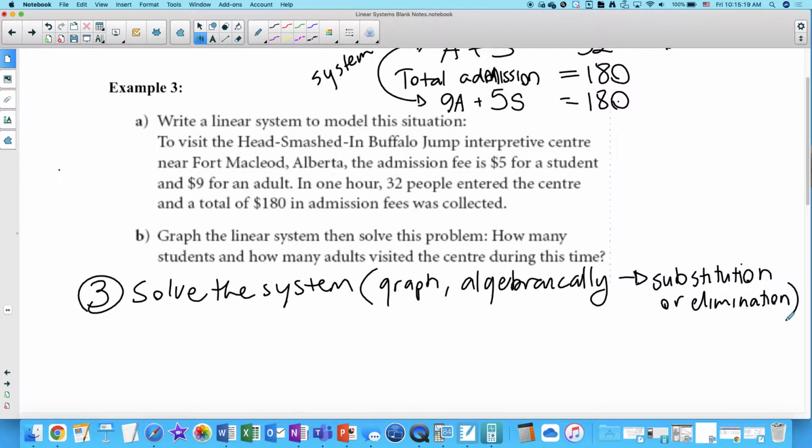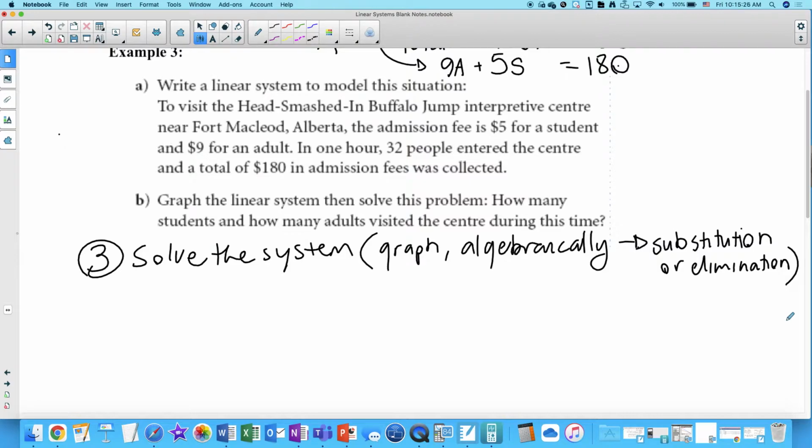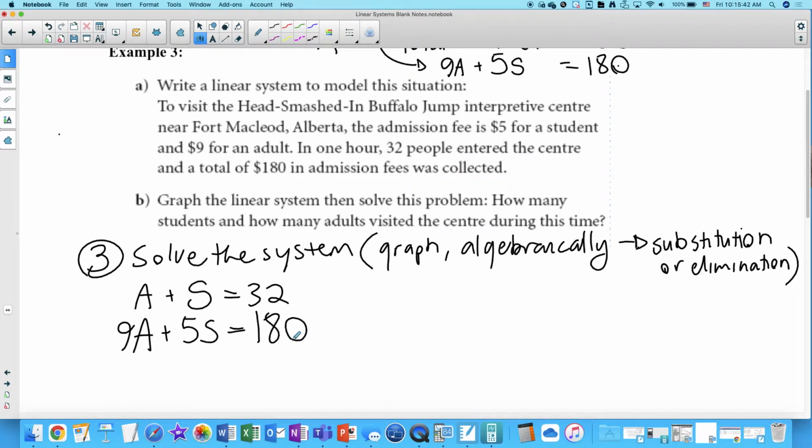So we have these two equations, A plus S equals 32, and 9A, sorry, plus 5S equals 180. I'm trying to really make my S's and my 5s different. Don't know how it's working out, but anyway. Okay, we're going to do this graphically. So to graph these, how would you start? Yeah. You need to put them into slopes.